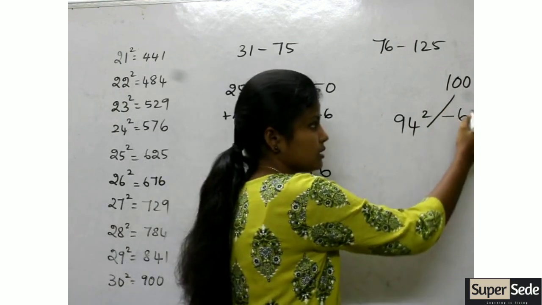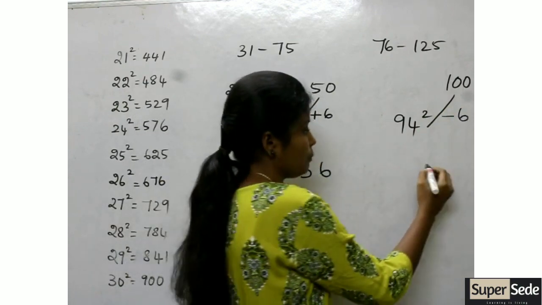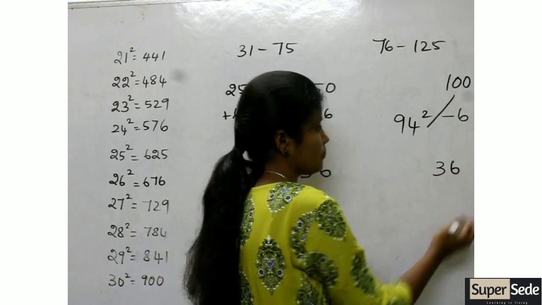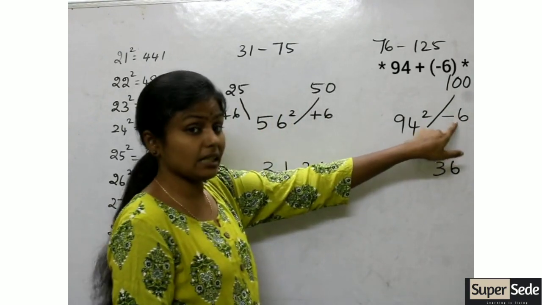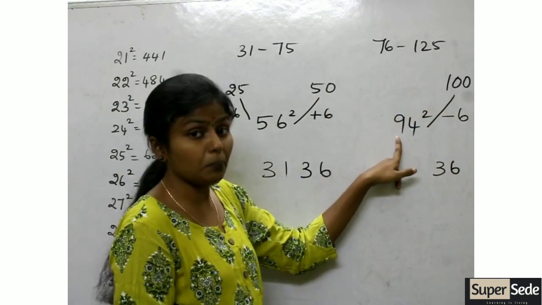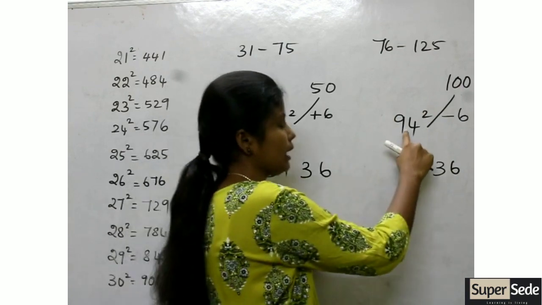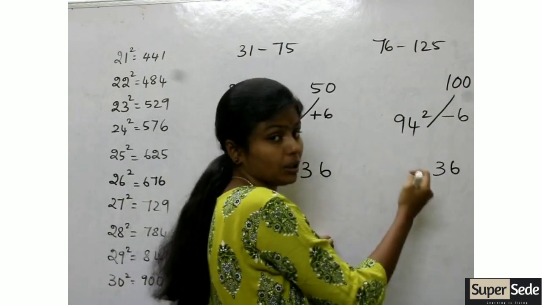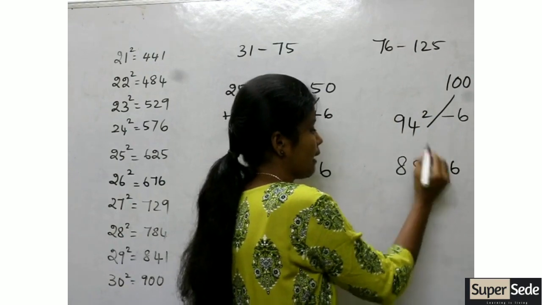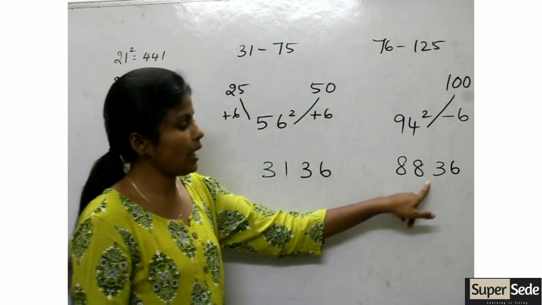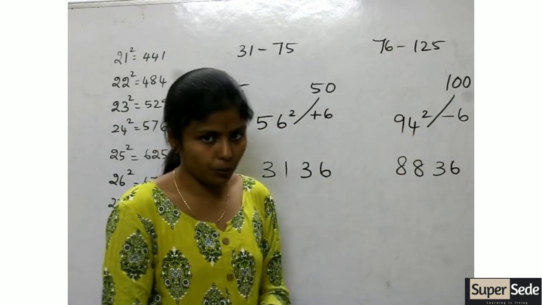Now take the minus 6 and square it, which gives you 36. Now take the minus 6 and add it to the number itself. 94 minus 6 gives you 88. So 8836 is the square of 94.